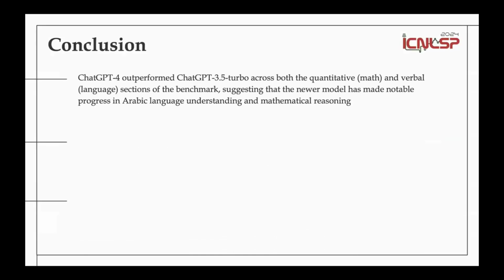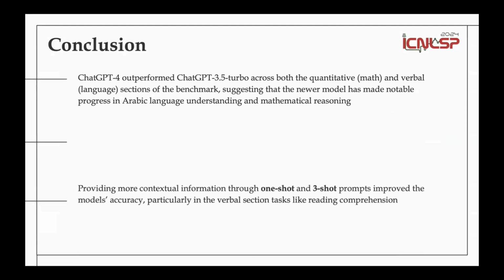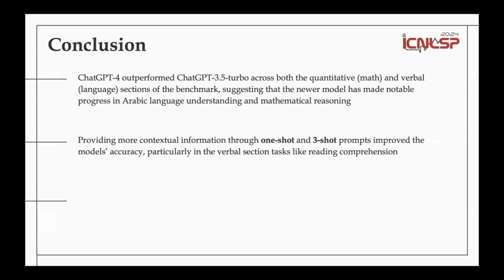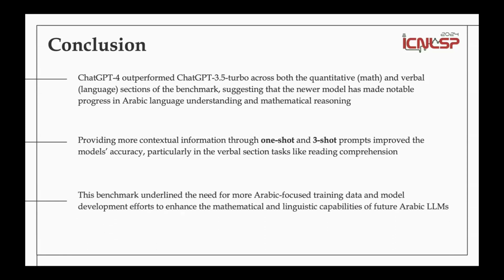So in conclusion, we noticed that ChatGPT-4 outperformed ChatGPT 3.5 Turbo across both quantitative and verbal sections. This suggests that newer models have made progress in Arabic language understanding and mathematical reasoning. We also noticed that providing more contextual information through one-shot and three-shot actually improves the model's accuracy, particularly in the verbal section like the reading comprehension. Lastly, this benchmark underlined the need for more Arabic-focused training data and model development efforts to enhance the mathematical and linguistic capabilities of future Arabic large language models.